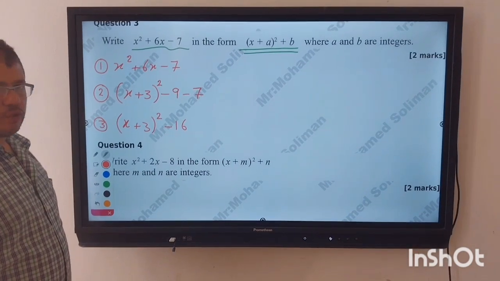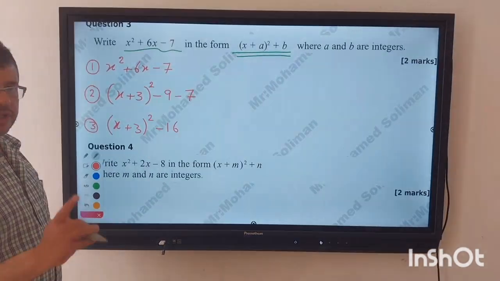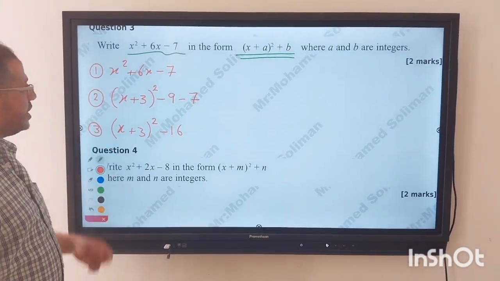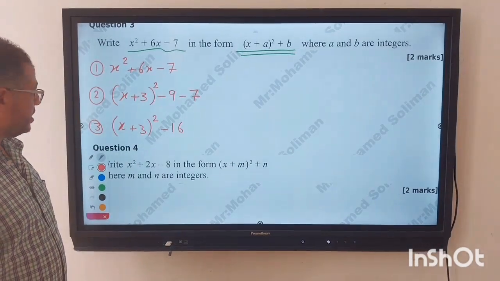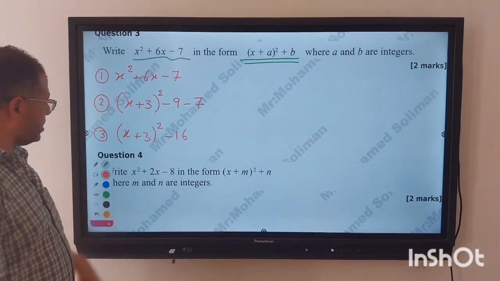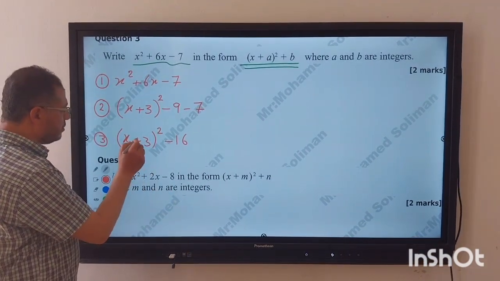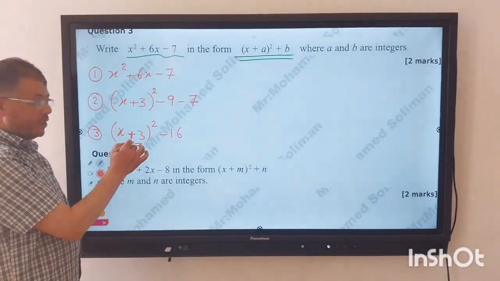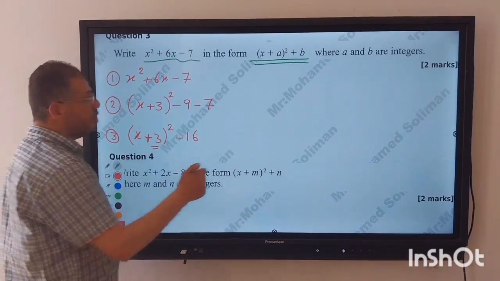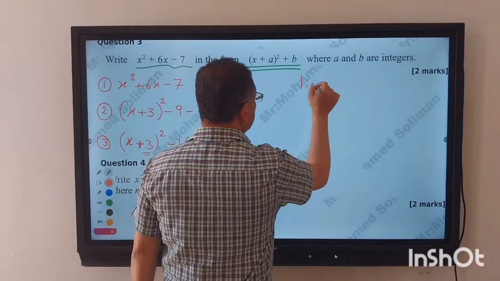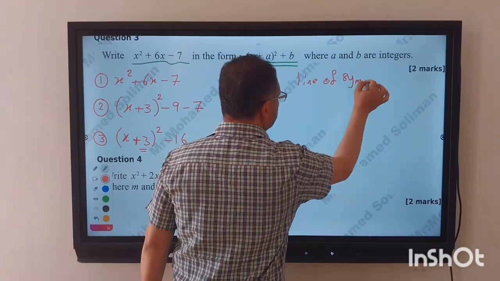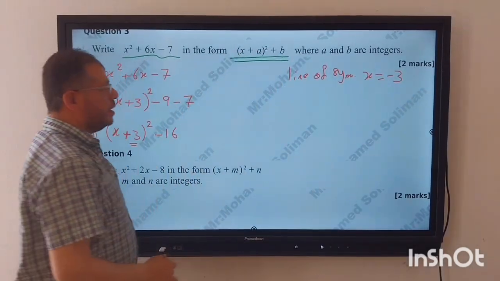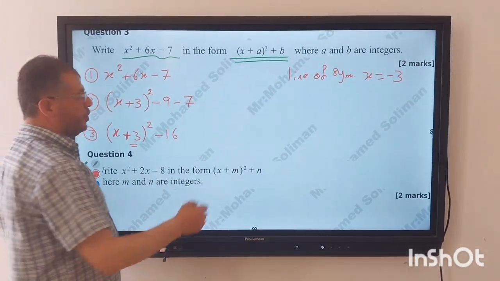Let's see extra questions that we can face in the exam. First one, what is the equation of the line of symmetry of this curve? How can I find it? I told you before. It will be, we will go here to this bracket and then take the constant and switch the sign. So here, the line of symmetry will be x equals negative 3. Then, what is the vertex or the turning point?